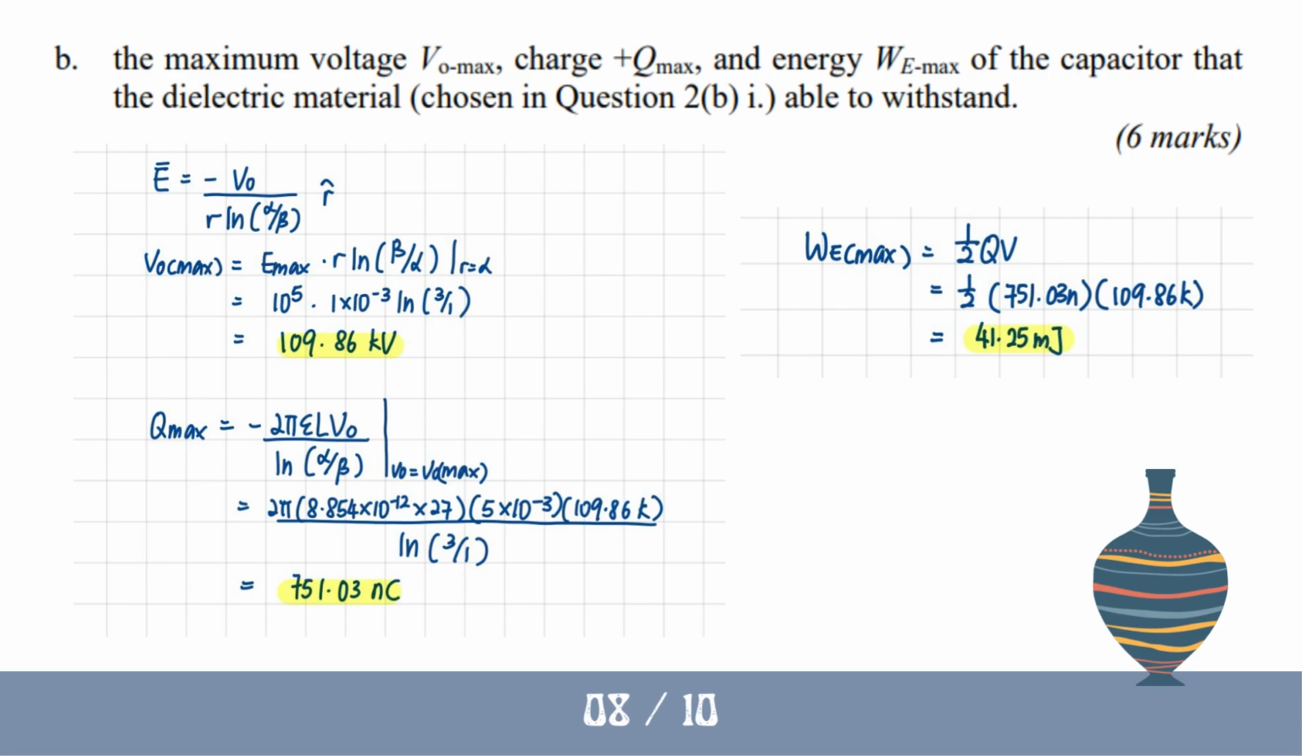For the maximum energy, we use W_E max equal to 1 over 2 QV. We use the values of Q and V from the maximum voltage and maximum charge and substitute them into the formula. So we get W_E max equal to 41.25 millijoule.